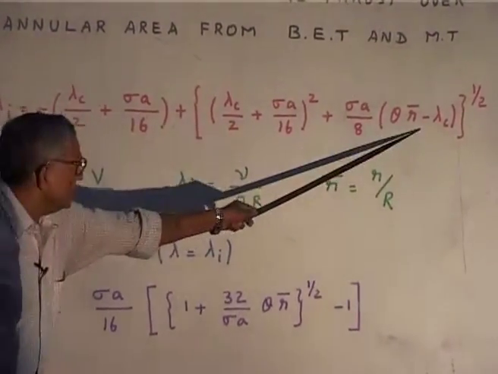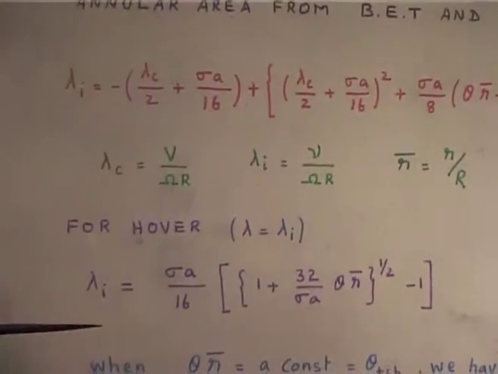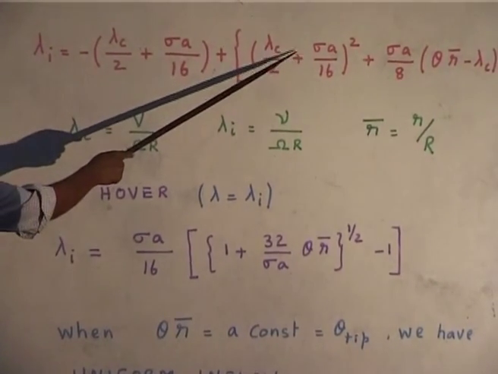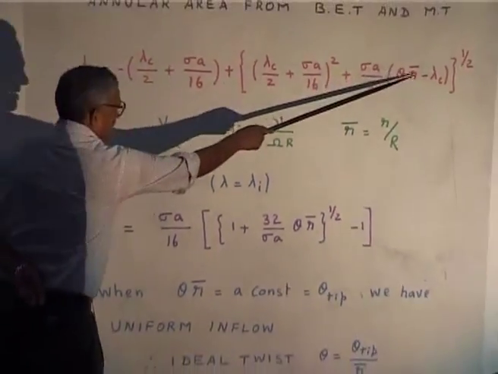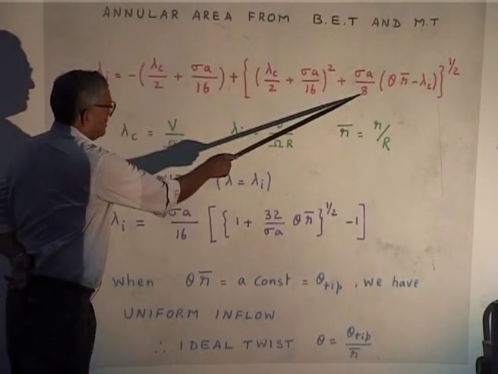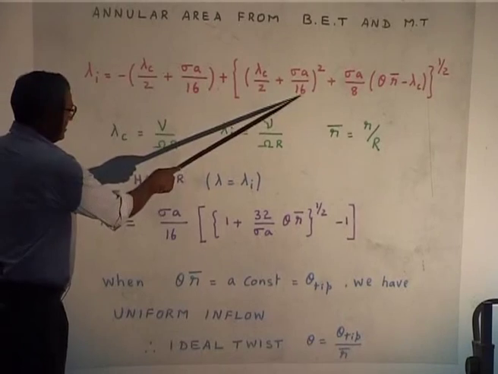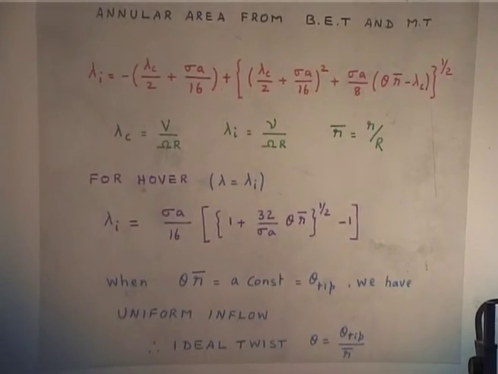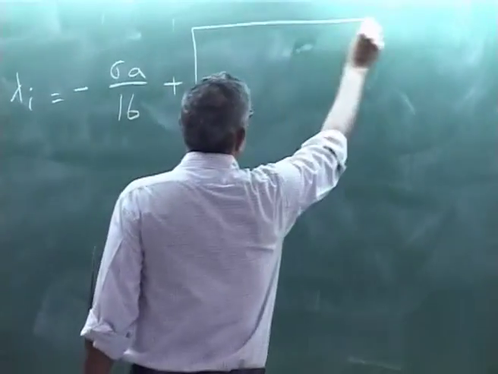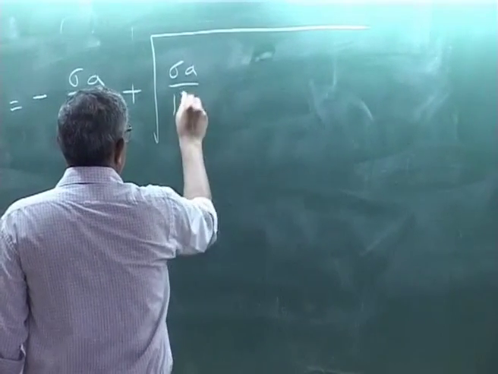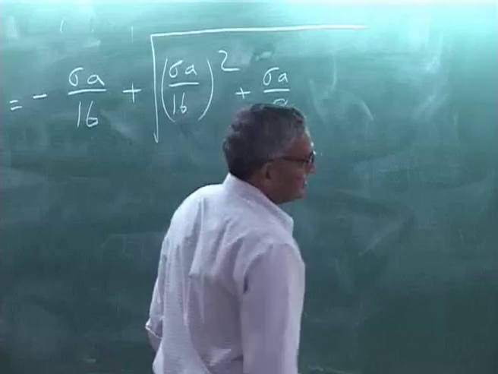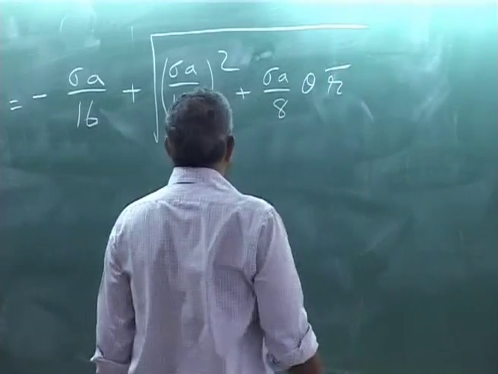Here lambda c is 0. You will get lambda I. You bring this term first, because lambda c is 0, everything is 0. That is why sigma a over 8 is a common factor. You can take out that 16 also, that is all right. So, you will write that, that is simplified, lambda I becomes minus sigma a over 16, this is the first term, and then the second term becomes sigma a over 8 whole square plus theta r bar, right.